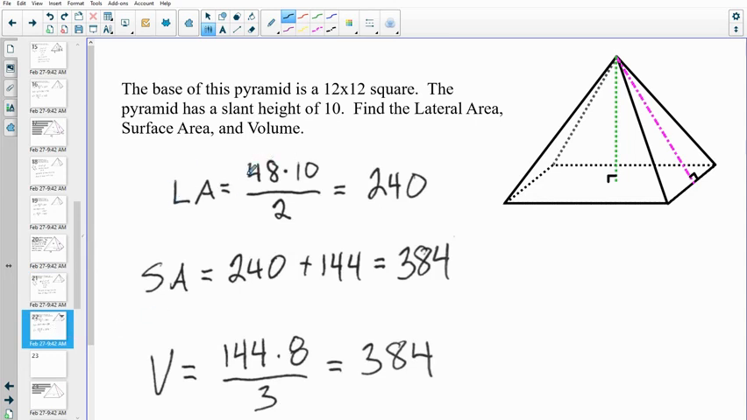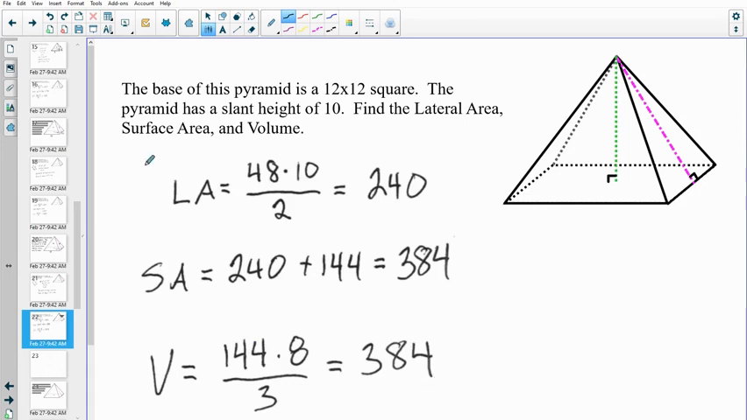Lateral area is the perimeter of the base times the slant height divided by 2, to get 240. Total surface area is the lateral area plus the area of the base that we found on the previous slide, for 384. And finally, the volume is the area of the base times the height, the straight up and down height of the pyramid, divided by 3, for 384.